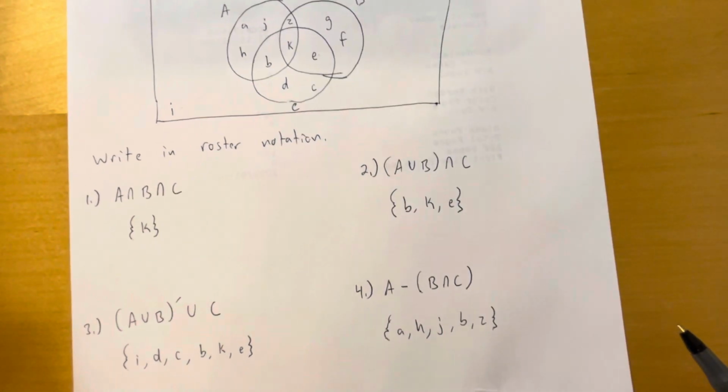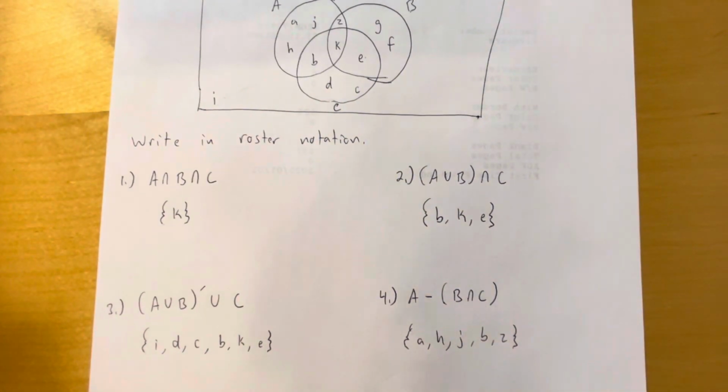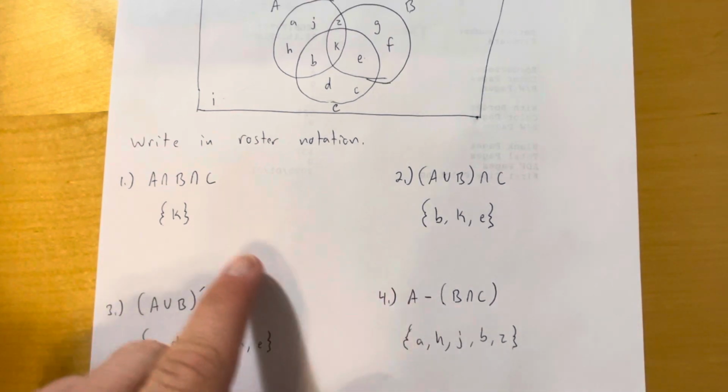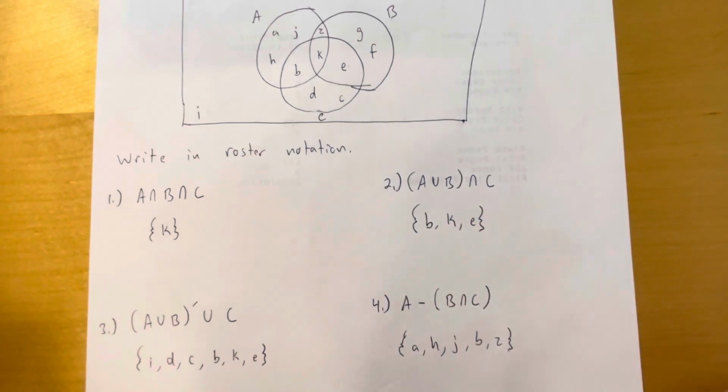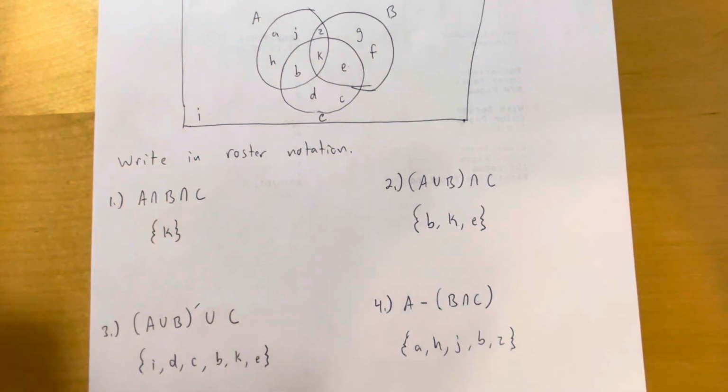Okay? So this is the idea behind what you're doing in the worksheet for this week. You're going to be given a Venn diagram, kind of similar to what you see here, and you're going to be determining which elements belong to these different sets that come from the Venn diagram itself. Okay? So that's what we're doing this week.